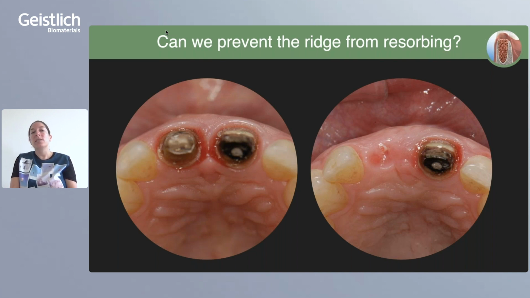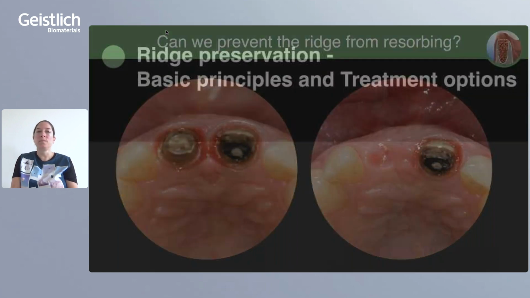So on these pictures, you see I had to extract the right central upper incisor, and after 6 months healing on the right side, you see I have not lost a lot at the buccal aspect. I have lost a bit. You can see in the soft tissues a slight invagination at the buccal aspect, but in general the ridge contour is quite the same as it was on the left side before the extraction of tooth 1-1.